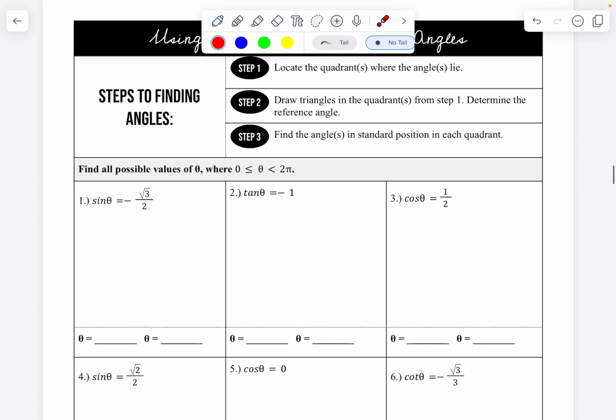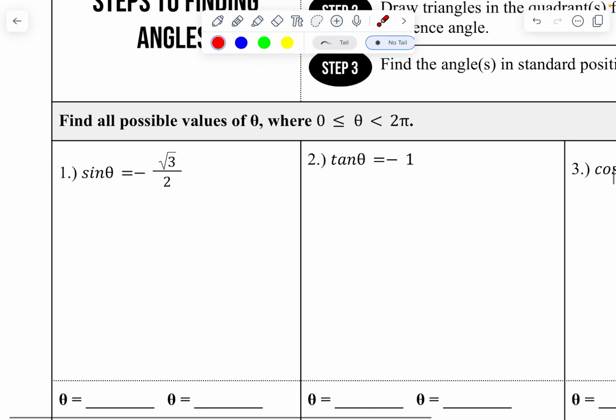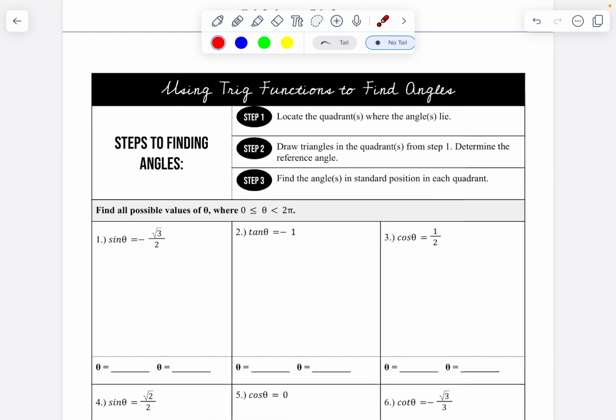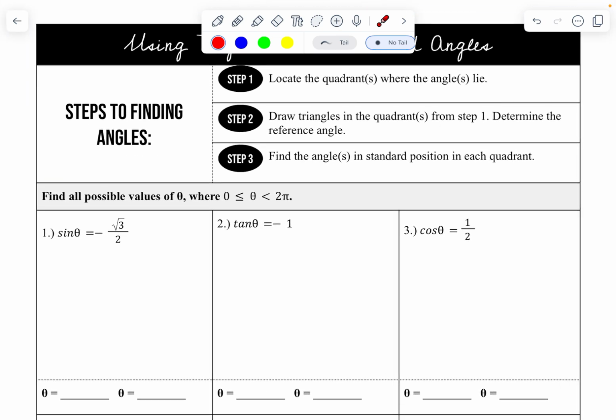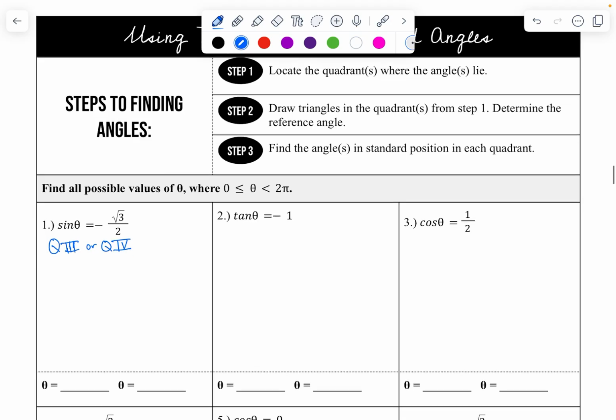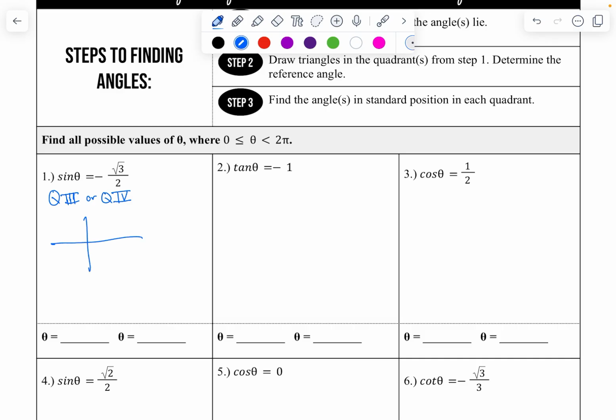So find all possible values of theta where 0 is less than or equal to theta, which is less than 2 pi. So if we want the sine of theta to equal negative square root of 3 over 2, we've got to think about sine. If the sine is negative, that is either quadrant 3 or quadrant 4, because sine corresponds to the y values, and y values are negative down in those two quadrants.